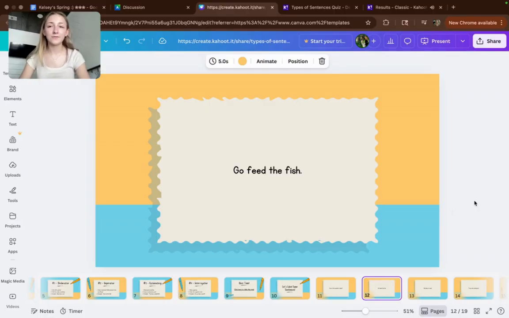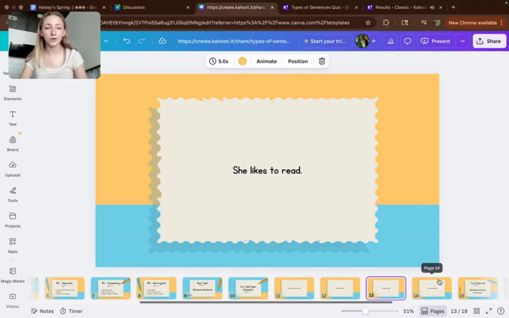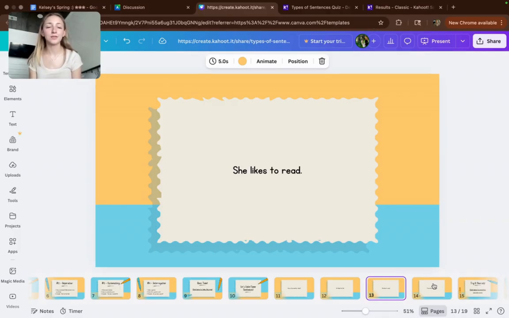And then, go feed the fish. This one could trick students a little bit because it ends with a period, and I feel like students would mostly get declarative and imperative sentences confused just because they can be similar. But this one gives a command, so this one is an imperative sentence. She likes to read. This one, it's not giving a command, it's just telling us something. So this one is a declarative sentence.